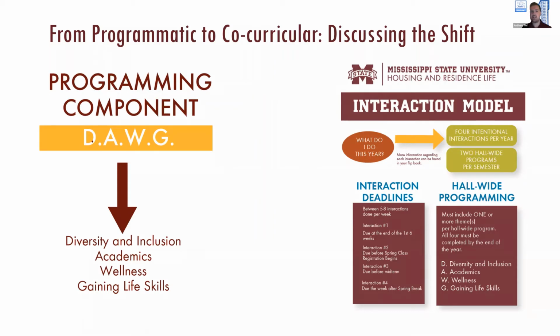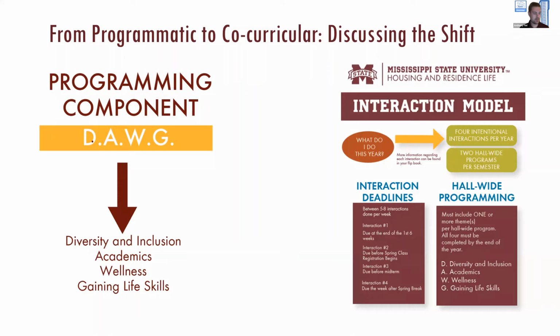We also had an intentional interaction model, which relied on resident advisors having 2 intentional interactions in the fall and 1 intentional interaction in the spring. These incorporated conversations with specific types of information that we wanted them to talk to their residents about, and then they would report those intentional interactions to us so we could review them and get a better idea of what our residents were going through within our residence halls.